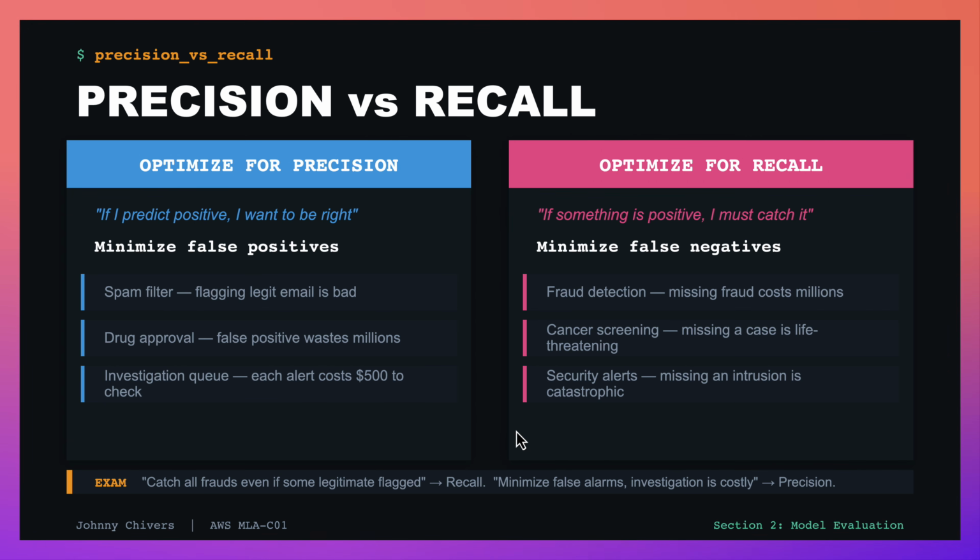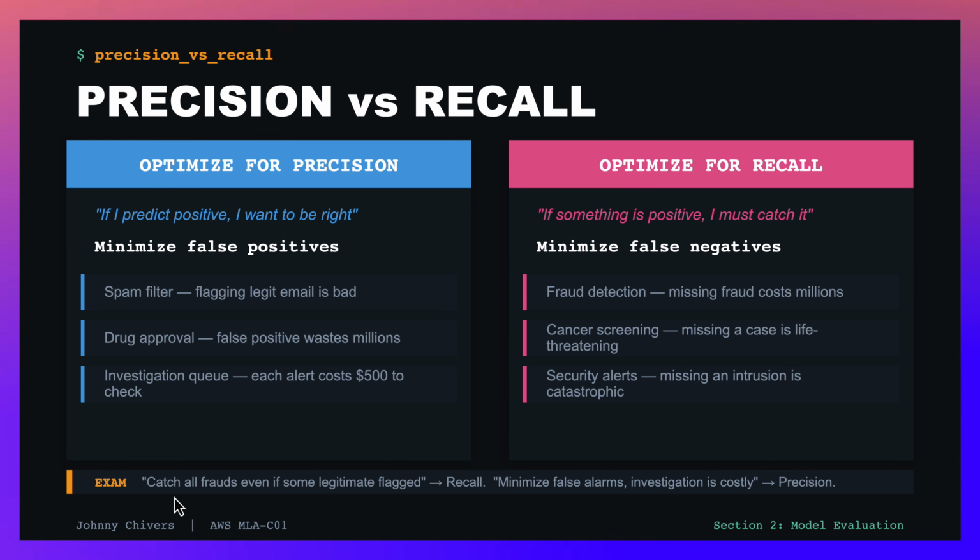Then there's the old question, what do you optimize for, precision or recall? Depending on what you're trying to do, and you can see the exam tip here, catching all frauds, even if some are legitimate, is recall. Minimizing false alarms, where investigation is costly, is precision. So optimize for precision: if I predicted positive, I want it to be right. So minimize false positives. And if you're looking for recall, if something is positive, I must catch it. I have to always catch it. Then you're looking to minimize false negatives. So you're trying to catch all the positives you can to optimize for recall. And over here, you're trying to be as accurate as you can to minimize the false positives in total.